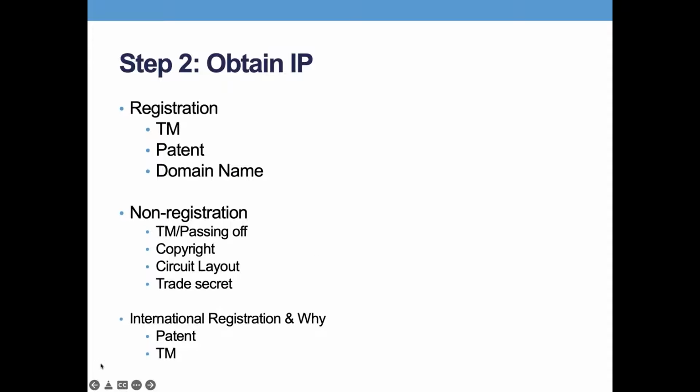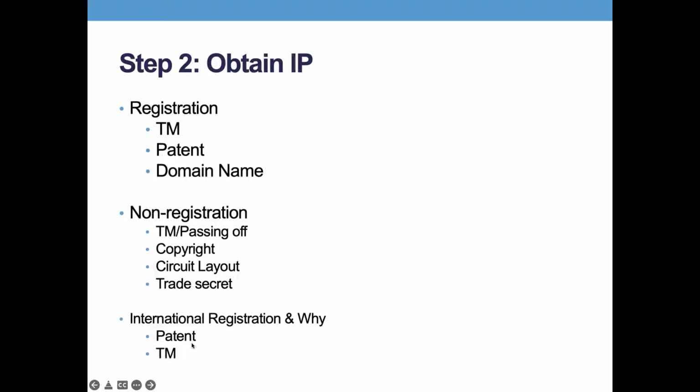Another aspect in relation to registration is international registration, for example of patents and trademarks. Why? Because nowadays many companies operate not only in Australia but also overseas. Some big companies, and we're all familiar with Microsoft and Intel, are multinational companies and have trademarks registered in different jurisdictions.